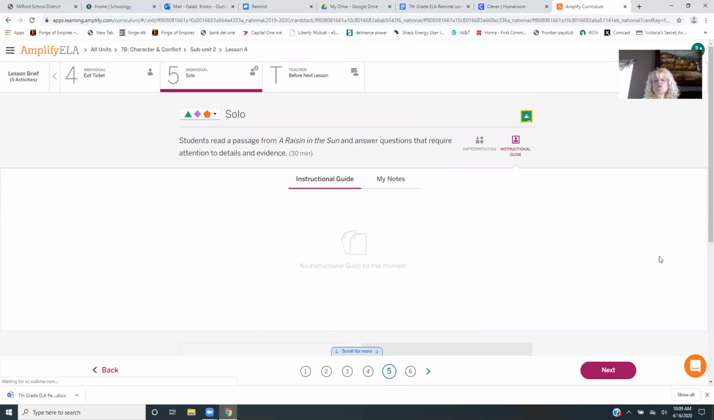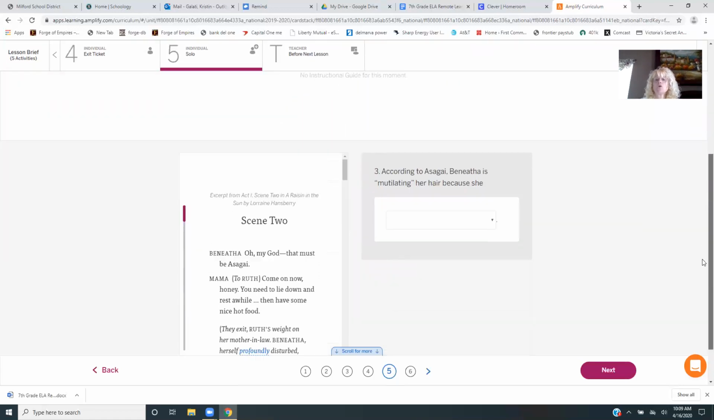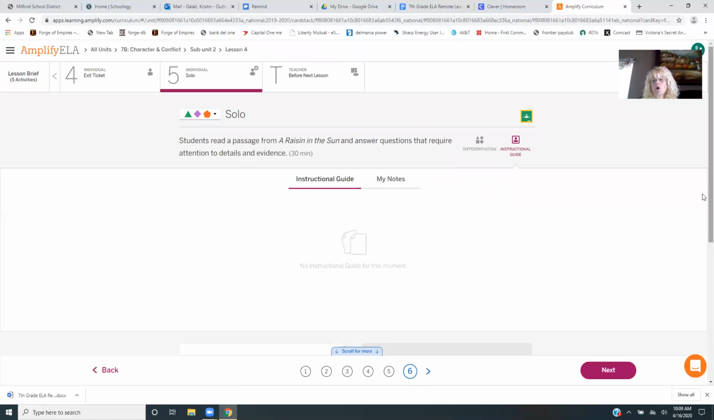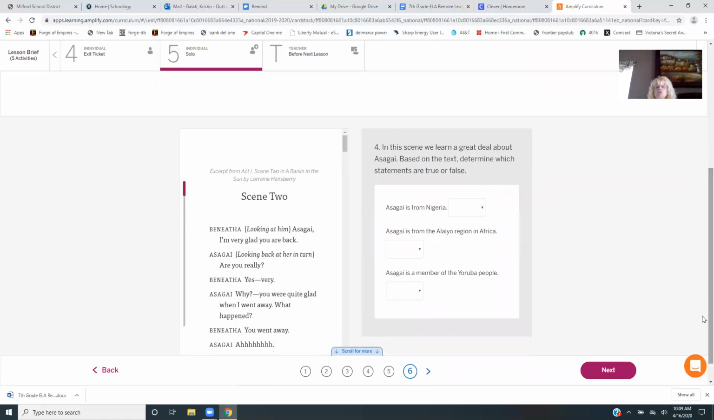Go next to card 5. According to Asagai, Beneatha is mutilating her hair because she does what? In the drop-down menu, does she cut it often, dye it often, change it from her natural look, or leave it natural? You should know that without a shadow of a doubt, and then go to card 6. On card 6, in this scene, we learn a great deal about Asagai. Based on the text, determine which statements are true or false. Asagai is from Nigeria, true or false? Asagai is from Alayo region in Africa, true or false? Asagai is a member of the Yoruba people, true or false?